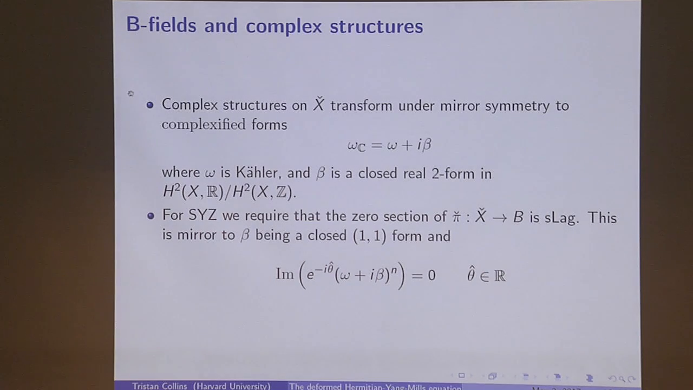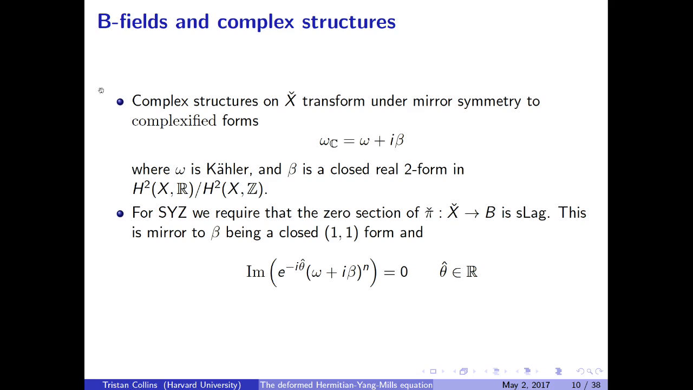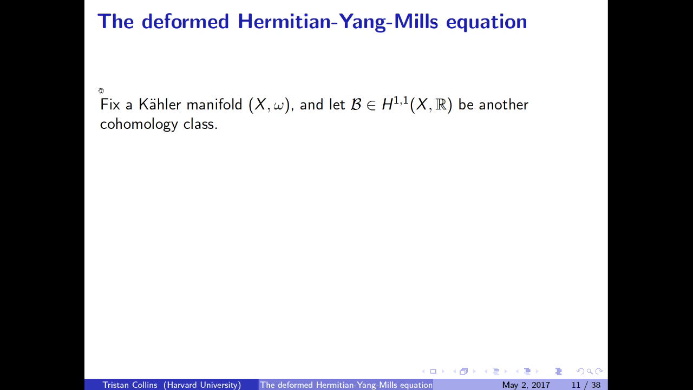And for SYZ, if you want this fibration, the zero section of this fibration is supposed to be special Lagrangian, and that corresponds to this so-called B field, beta, being a closed (1,1) form which solves this sort of complexified Monge-Ampère type equation. So again, the same sort of equation, a deformed Hermitian Yang-Mills kind of equation.